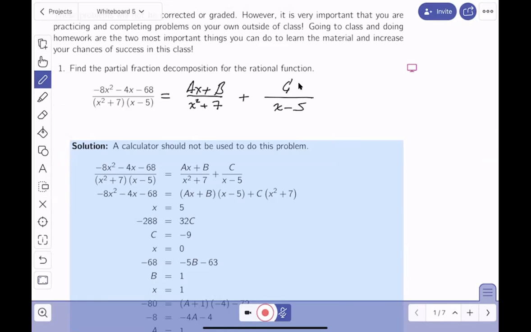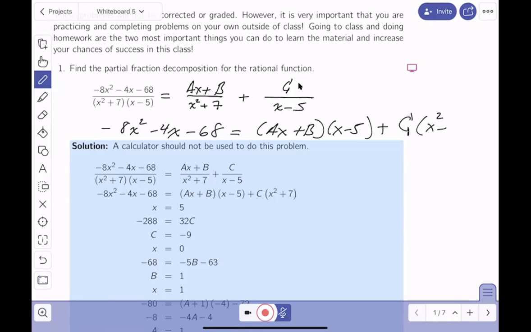What I would do next is multiply both sides by the LCD, which is fairly easy to do. So the LCD is x squared plus 7 times x minus 5. So what would you get if you multiply both sides by the LCD? You get this. And on the right side, you get ax plus b times x minus 5 plus c times x squared plus 7. Okay, this is a critical first step.